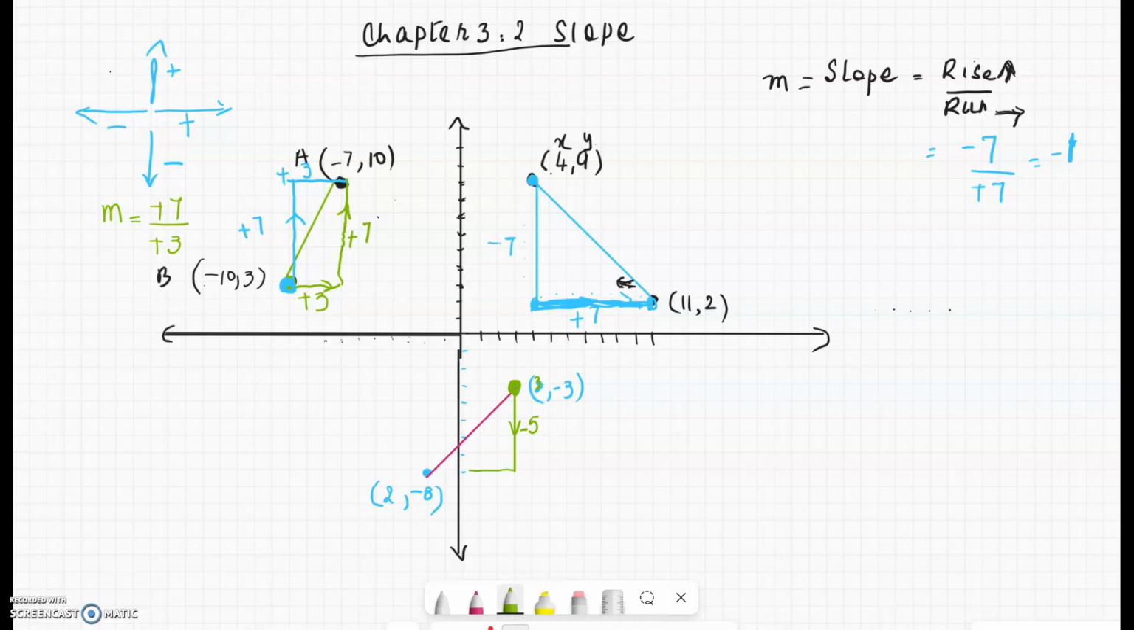I need to reach the point 2, negative 8. So I go to the left by how many units? Let's count 1, 2, 3, 4, 5 units. So that's going to the left. So that's negative 5. So the slope of this line, m, joining these 2 points is rise, which is in the vertical direction. We go down, so it's a negative. And in the horizontal direction, we go to the left. So again, it's a negative 5. Left by 5, down by 5. And that gives you a positive 1. The slope is 1.